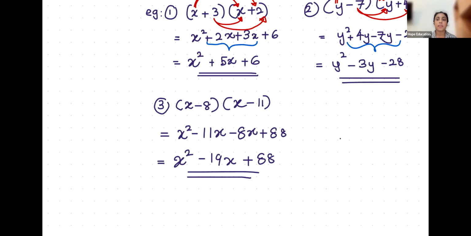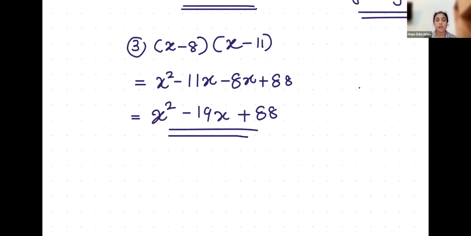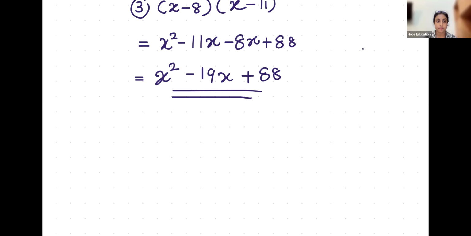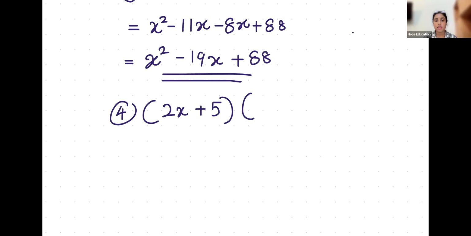Now let's try something a bit new and different. Fourth one. 2x plus 5, a bit complicated, no? But in the same way, we do the same thing, times 3x plus 4. Now let's do this together.